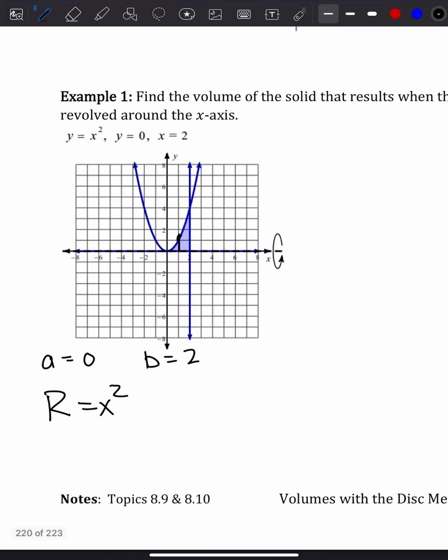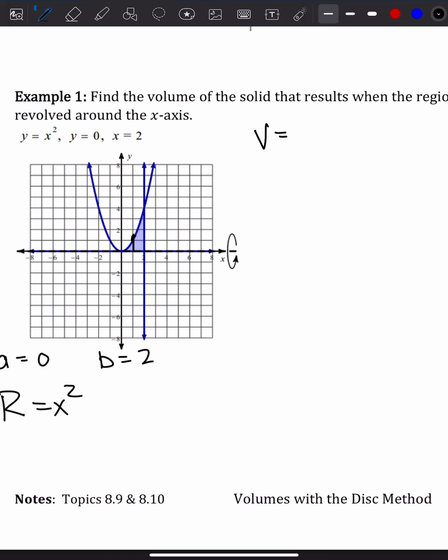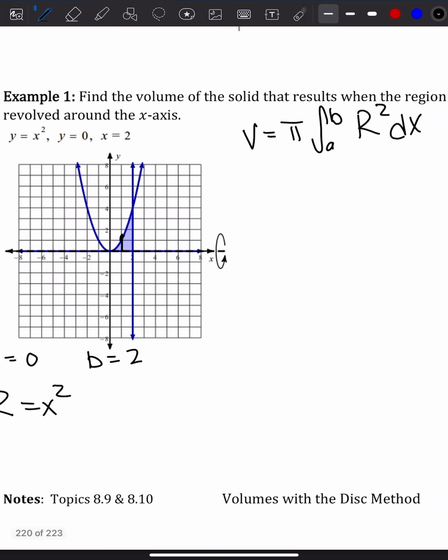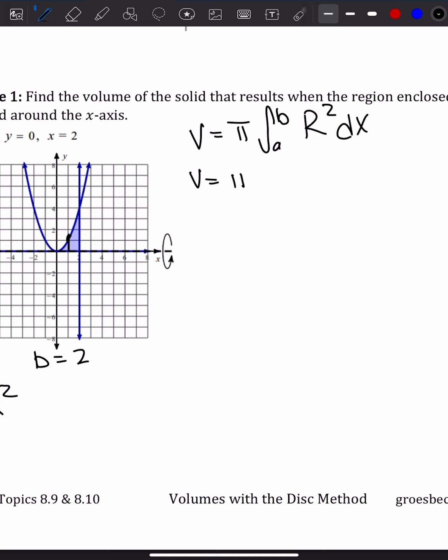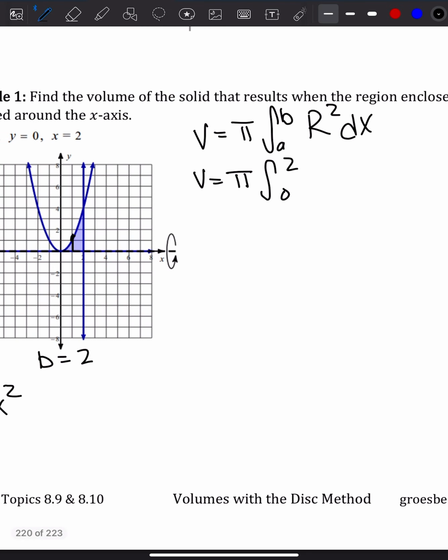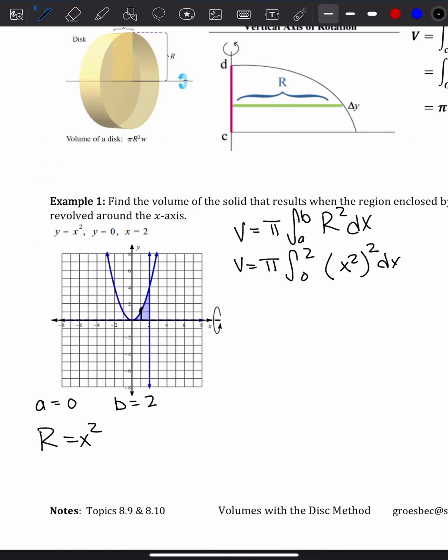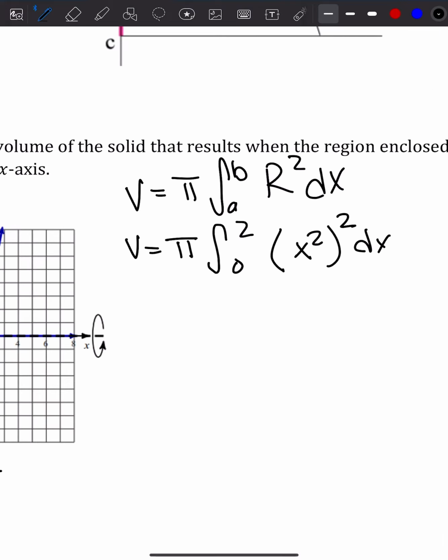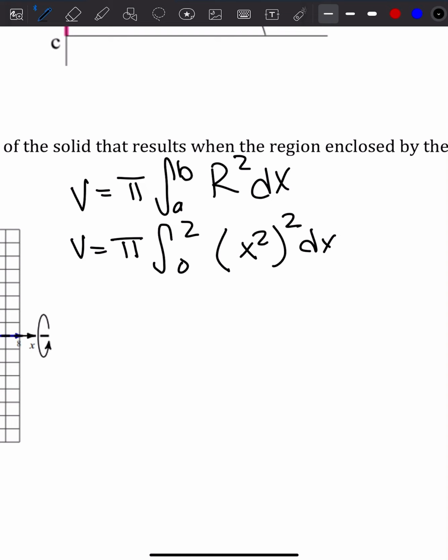If we plug that into our formula, volume is equal to pi times the integral from a to b of r squared dx. We have pi times the integral from 0 to 2 of x squared, which is r, but we need to square that, dx. This right here is going to be our equation for these disks in this particular case. Depending on what we have, we may use a calculator to do this. This one's not too bad because it's one term.